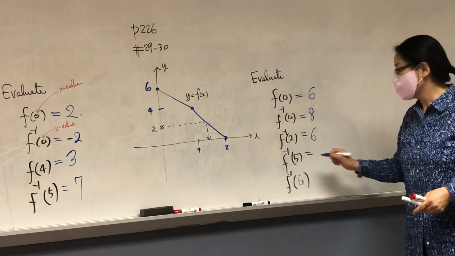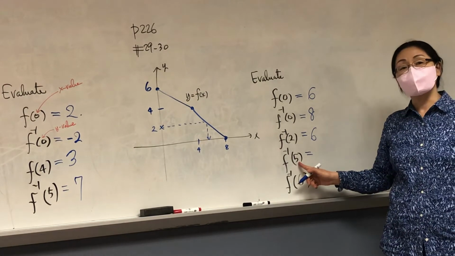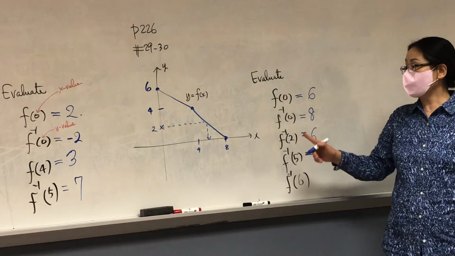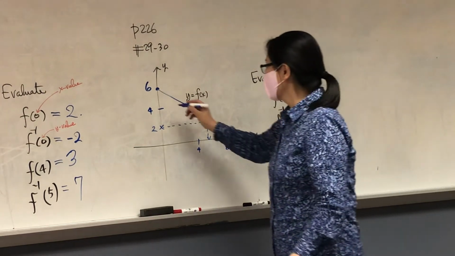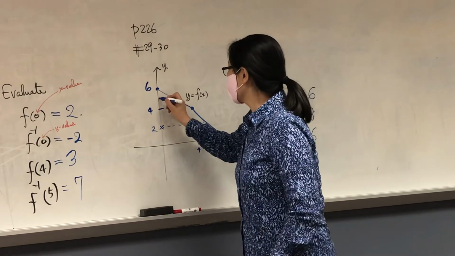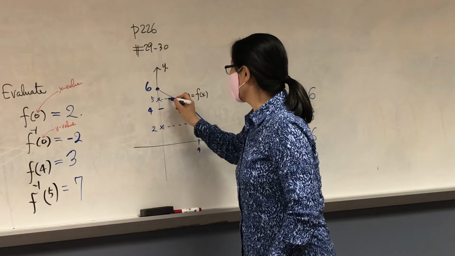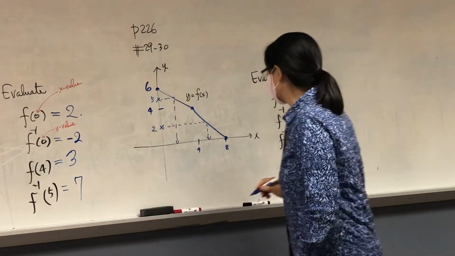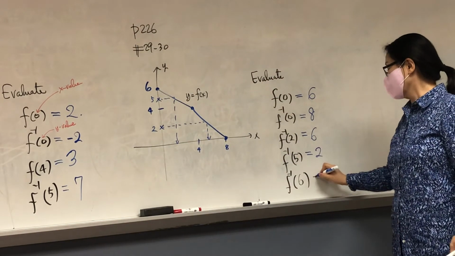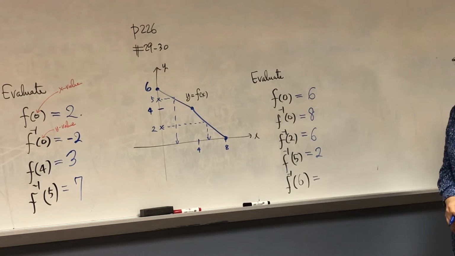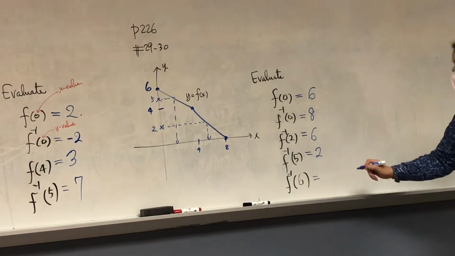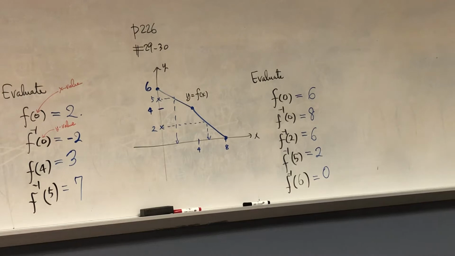And what about this? 5 is x value or y value? Y value. Good. Y value 5, we don't like it, but I copied from the book. So 5 is here. And then what is this? 2. Good. What about this? 0. Good job. Do you understand? So you needed to figure out what is x value and what is y value, starting from this.